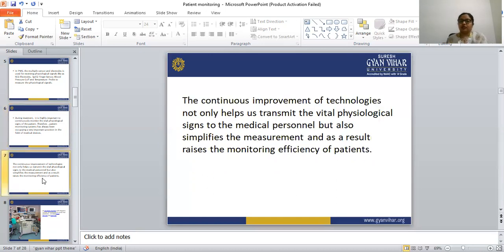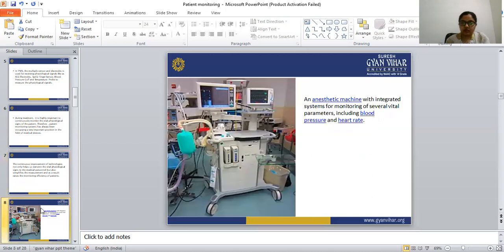The continuous improvement of technologies not only helps us transmit the vital physiological signs to the medical personnel, but also simplifies the measurement and as a result raises the monitoring efficiency of the patient. So this patient monitoring system is very useful in the medical field, and we have to monitor the patient continuously during the treatment or during the surgery. The continuous monitoring of the patient is only possible with the help of the computer. So this is the computerized patient monitoring system.